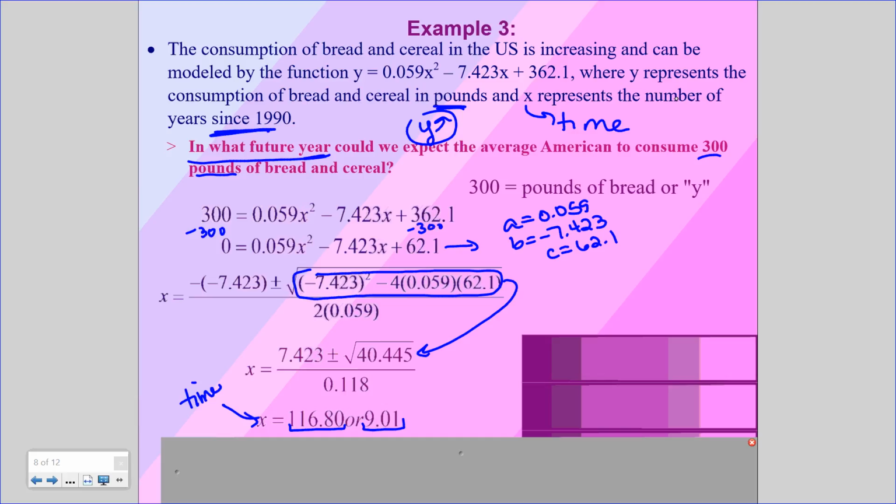This is where we need to come back to the word problem because it says x represents the number of years since 1990. So if we're looking for in what future year, the year is not going to be the year 116. It's going to be since 1990, 116 plus that amount, or 1990 plus 9.01.